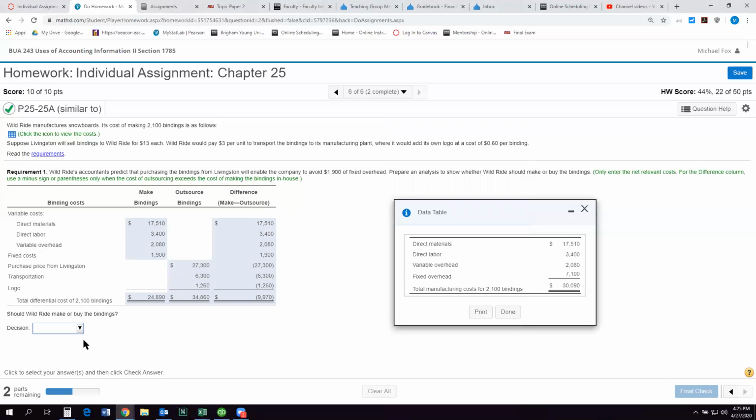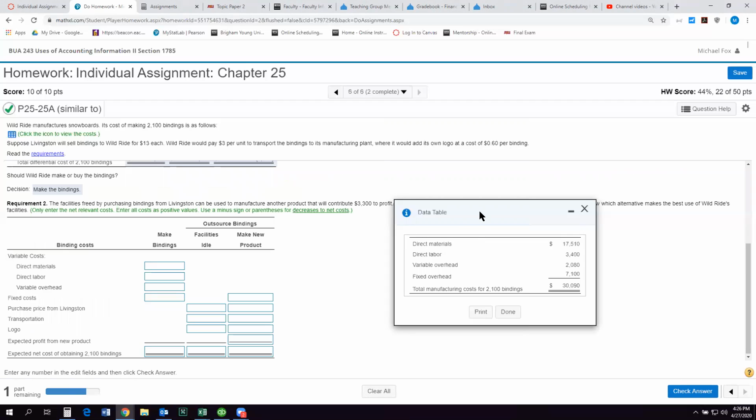All right, so what should we do? Maybe I said that backwards. It's $9,970 more expensive to outsource than to make. I'm not sure if I said that right. So that means we should make the bindings. That's a better deal.